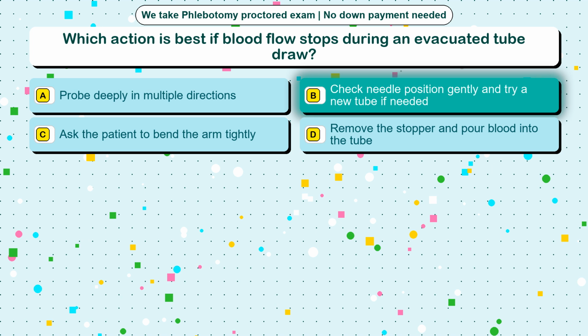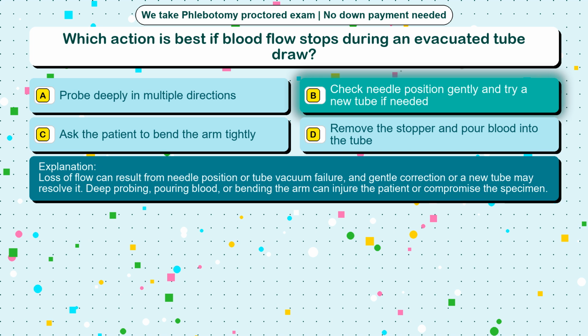Check needle position gently and try a new tube if needed. Loss of flow can result from needle position or tube vacuum failure, and gentle correction or a new tube may resolve it. Deep probing, pouring blood, or bending the arm can injure the patient or compromise the specimen.